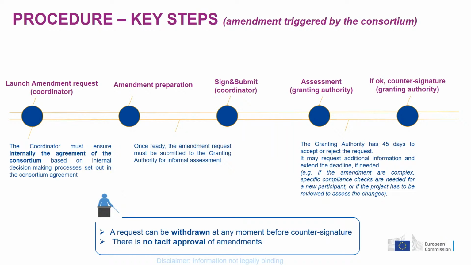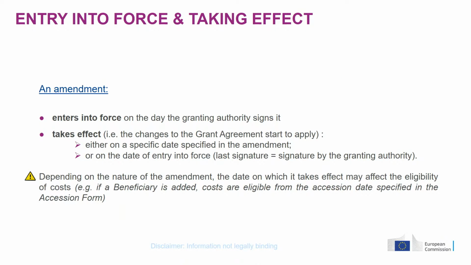And you, on your side, you can withdraw the amendment, but only up until the moment when we sign the grant agreement. And from the legal perspective, we're interested in the time of signatures. So you see that the coordinator signs and submits before submitting to the granting authority for the formal assessment, and the granting authority signs after the formal assessment. Now, these signatures will trigger the entry into force of the amendment. So actually, it's the day when the last of the two parties signs the amendment that it enters into force, as usually the amendment is requested by the consortium. So this is the day when the granting authority signs the amendment.